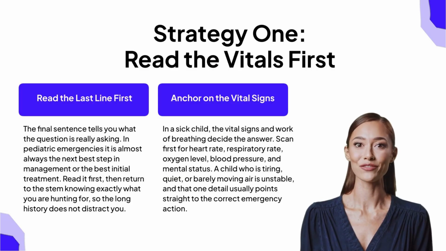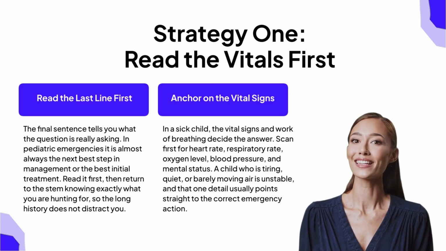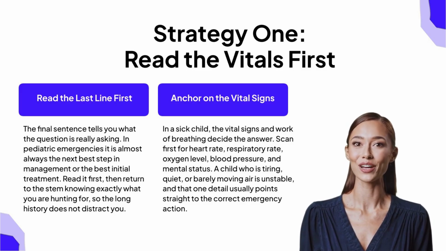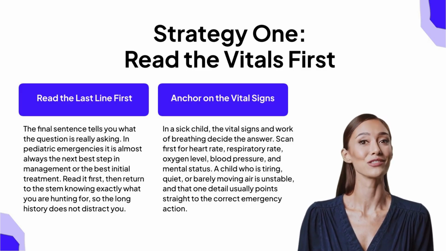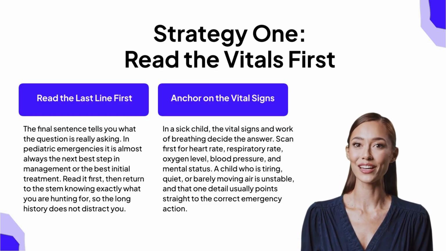Strategy 1 is to read the vital signs and the last line first. In a long pediatric stem, it is easy to drown in the history, so train yourself to jump to the final sentence. In emergencies, it almost always asks for the next best step in management or the best initial treatment. Once you know what is being asked, go back and hunt for the clues that answer it.